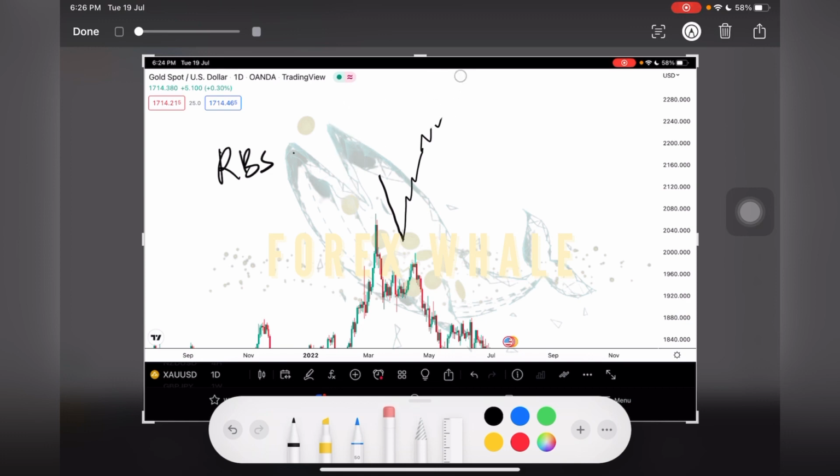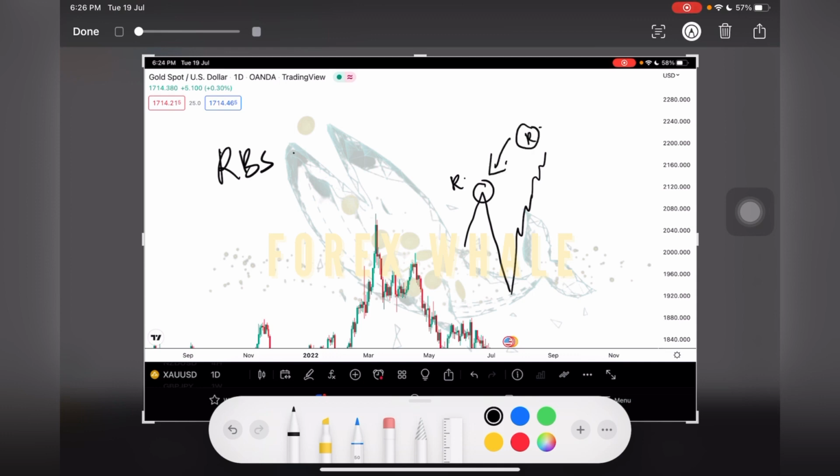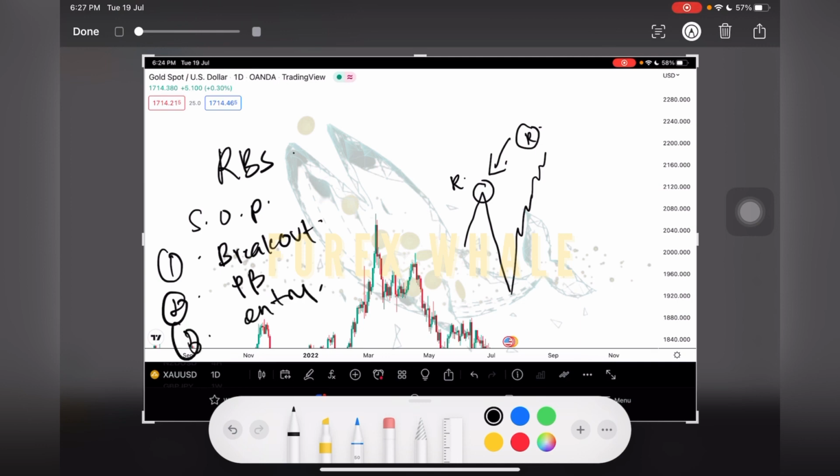I'll just redraw this again. So market created this major resistance here. We are looking for a sell-off at that level with the vision that price would go all the way down, but instead price broke through that resistance level, created a new resistance above it. So the SOP for RBS is, first of all, there will be a breakout. Secondly, there's going to be a pullback, PB is pullback, and third is entry.